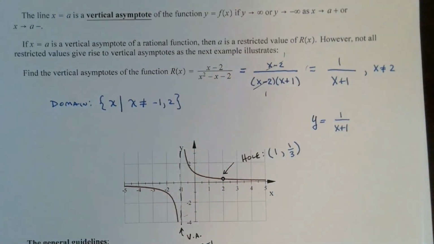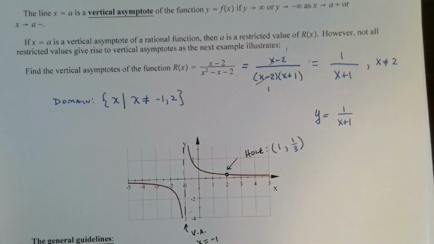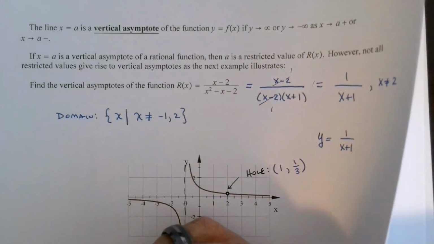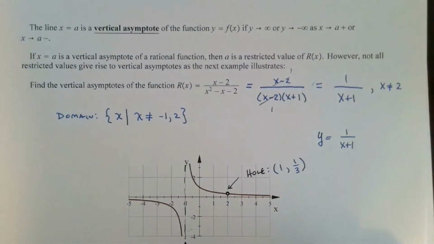Okay, so that's some weird stuff that happens with rational functions and the vertical asymptote. On the next video, we're going to take a look at, well, let's actually do that real quick, and then we'll go on to the next topic. Let me look at some examples and see if we can tell whether we have a vertical asymptote.